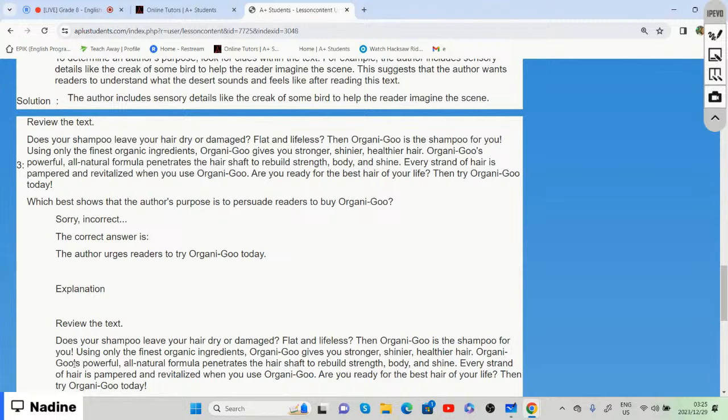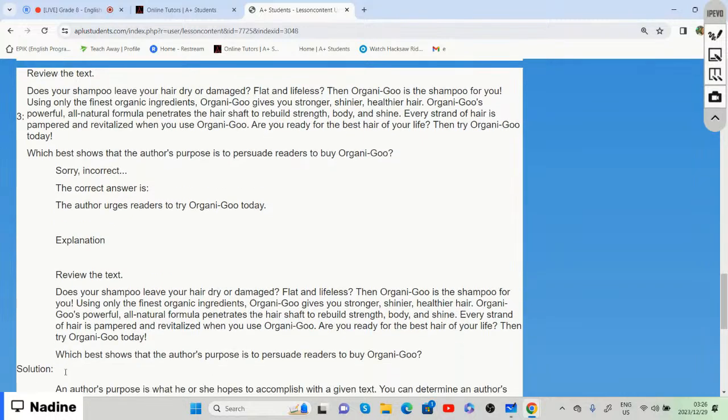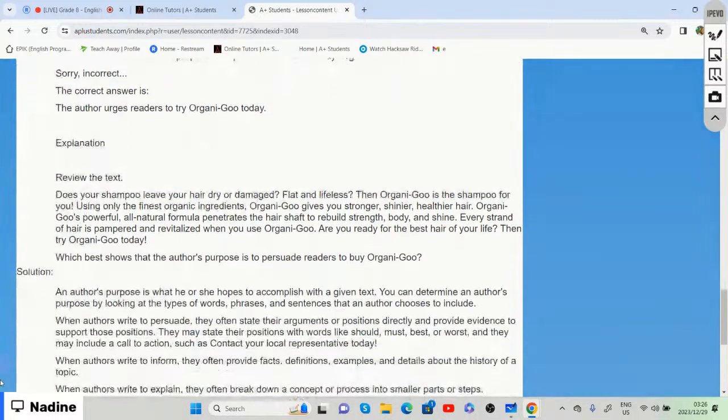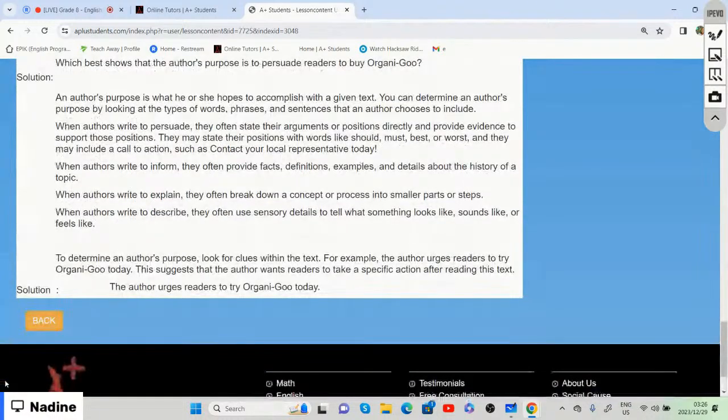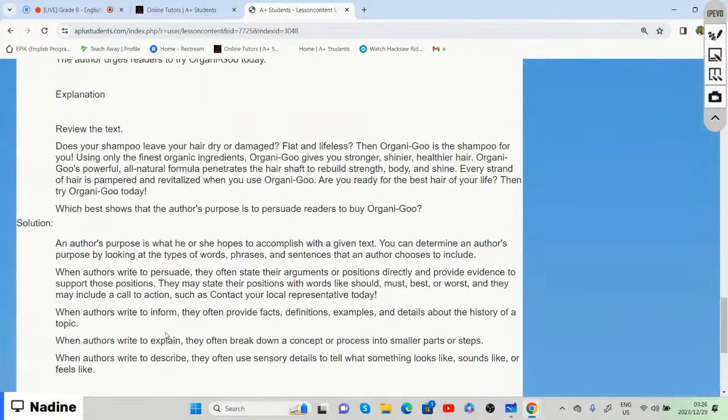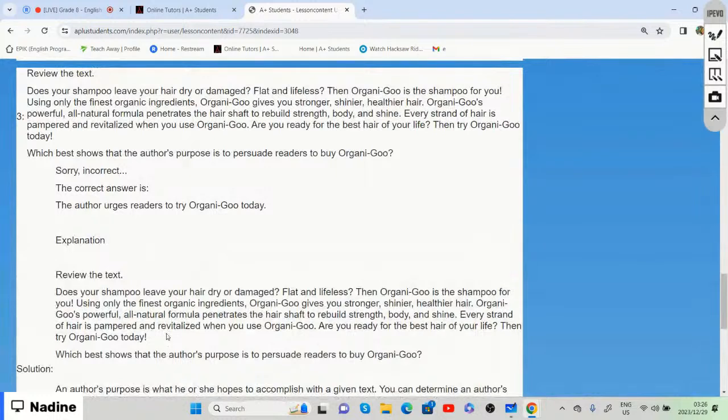And usually with advertisements, right, you need to persuade people to basically buy your product. So it's basically urging the readers to either buy or to at least try out the specific product, which is called Organic Goo shampoo.